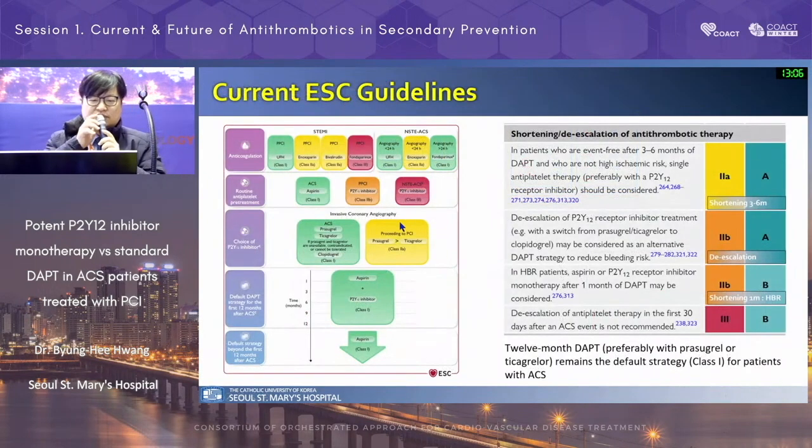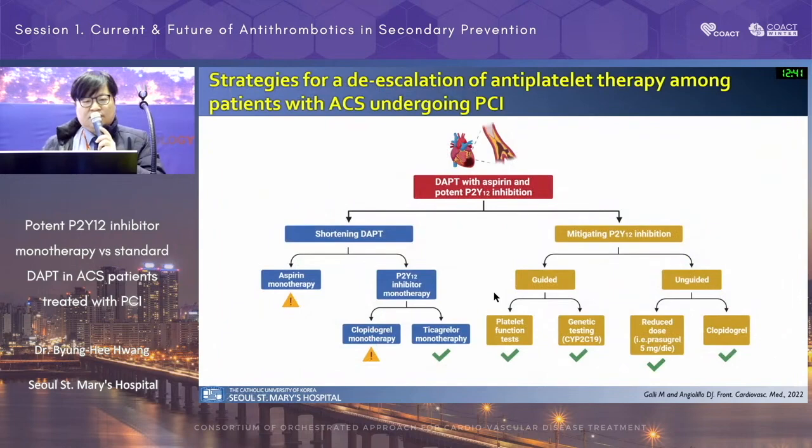So this is the current ESC guidelines. In ACS, for DAPT, the default strategy for the first 12 months after ACS is aspirin plus P2Y12 inhibitor, class 1. But in ACS patients proceeding to PCI, prasugrel is maybe better than ticagrelor, class 2A. So there are many strategies for the escalation of antiplatelet therapies. It can be shortening of DAPT or changing the P2Y12 inhibition by guided or unguided dose reducing.